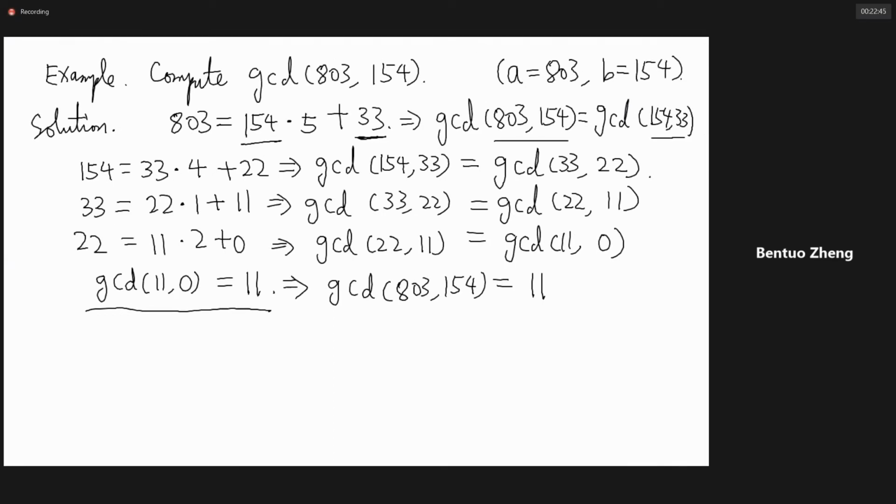Okay. So any questions about this Euclidean algorithm? Because this is an important algorithm which will certainly be tested.